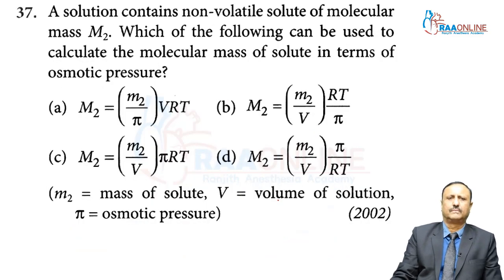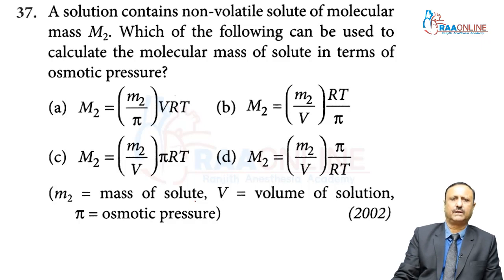Now my dear students, we can go to question number 37. A solution contains a non-volatile solute of molecular mass M2. Which of the following can be used to calculate the molecular mass of the solute in terms of osmotic pressure? My dear students, I already told you pi is equal to nRT upon volume.